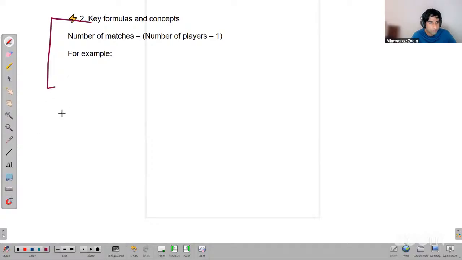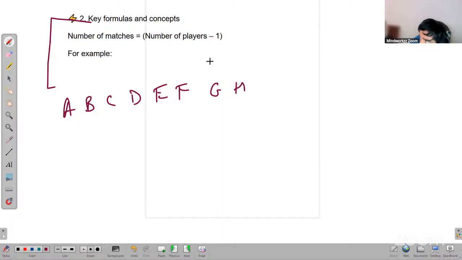So, I'm going to take eight players A, B, C, D, E, F, G, H. These are the eight players we are considering, and these are the matchups I'm considering. A is against H, B is against G.